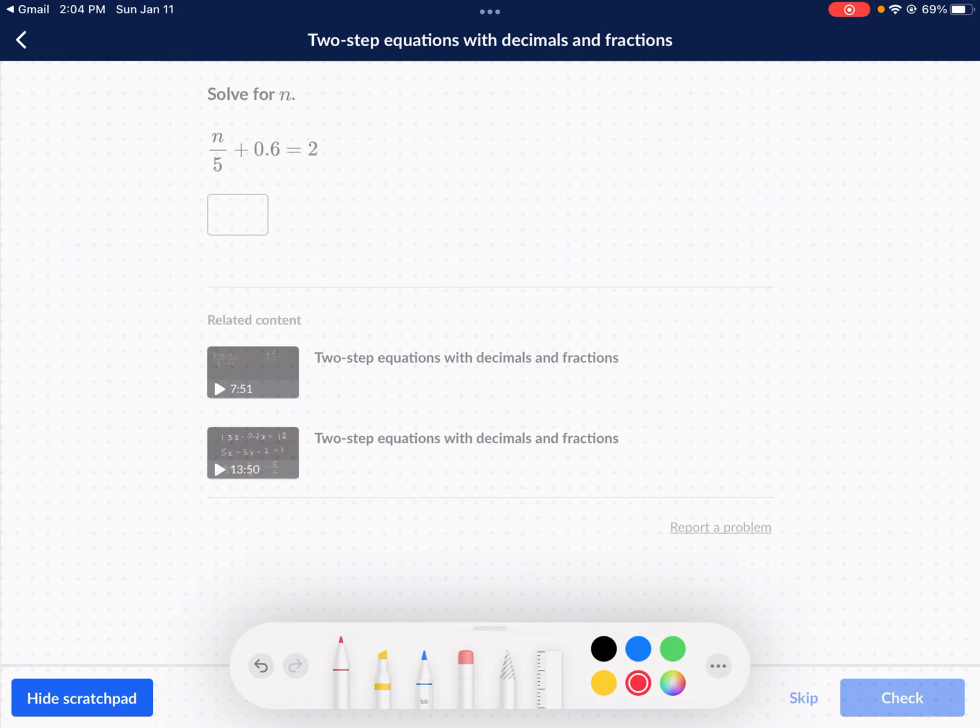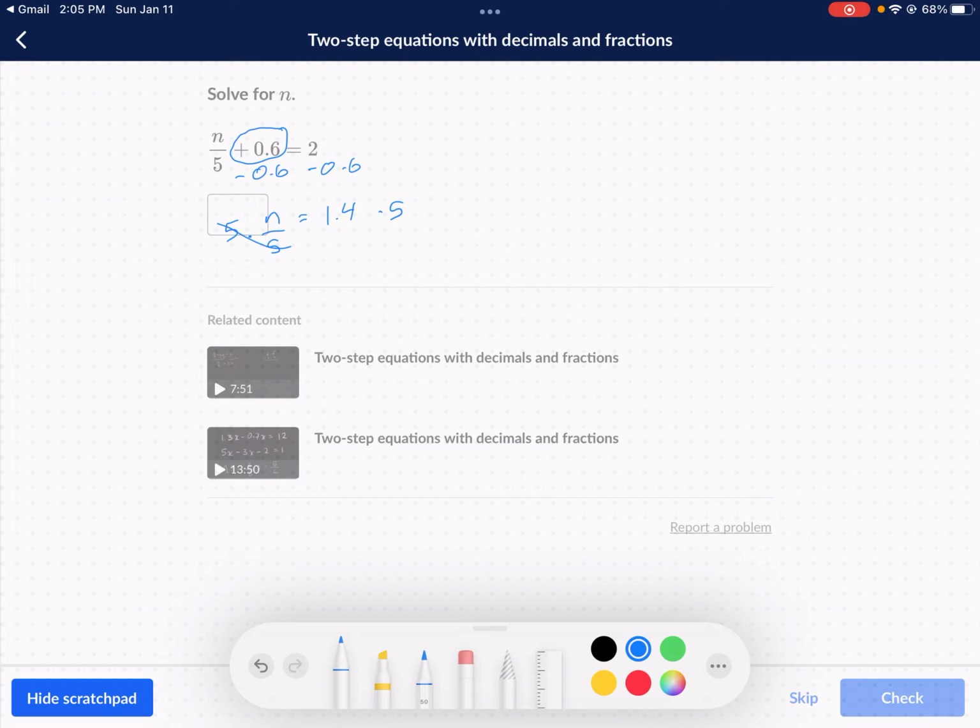Same process, okay? Even though it doesn't matter if it's a fraction, whole number, whatever, we are going to handle inverse operations, so we're going to subtract first for this one because we have addition, 0.6. If we have multiplication and addition, we're going to handle the addition first by doing the inverse, which is subtracting. I get 1.4 if I subtract, equals n over 5. How do I undo the divide by 5? I'm going to multiply by 5 here.